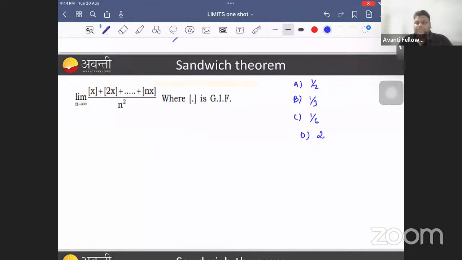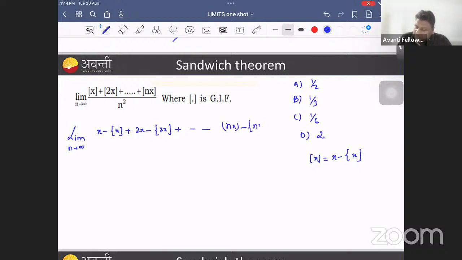Well, now let's do it. I know the greatest integer of x is x minus the fractional part of x. So the numerator can be written as the limit as n approaches infinity of x plus 2x and so on. I will write it as x minus fractional part of x, 2x minus fractional part of 2x, and so on, nx minus fractional part of nx. Its answer will be in terms of n, in terms of x. So these are your options.